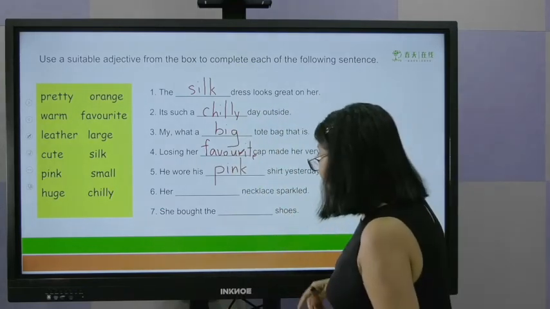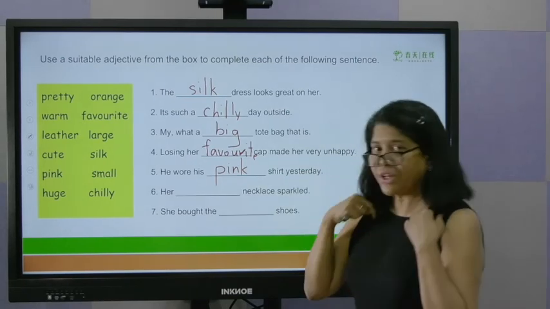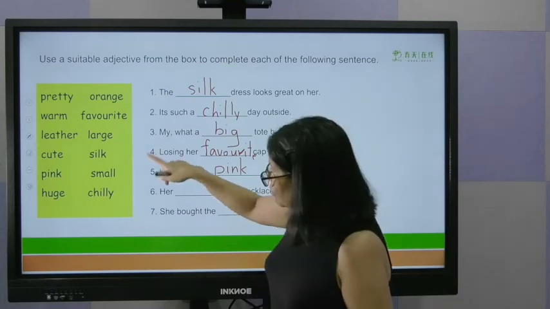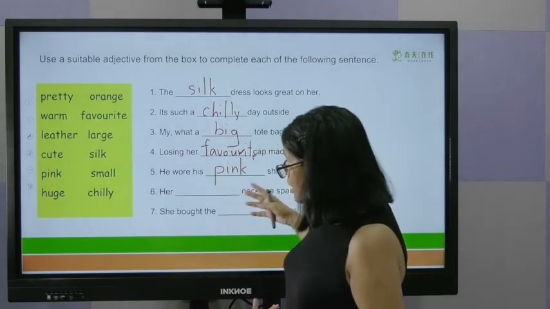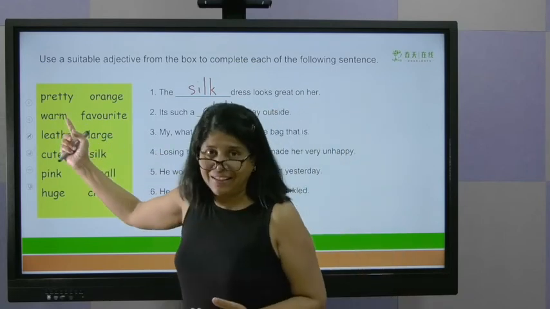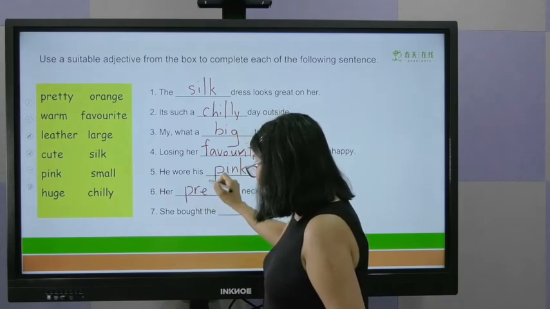Number 6, her what necklace sparkled. Okay, necklace is what people like to wear around their neck. So sparkled, which one can be? Something that sparkles. You could choose a necklace that is pretty. Necklace can look pretty. So her pretty necklace sparkled.